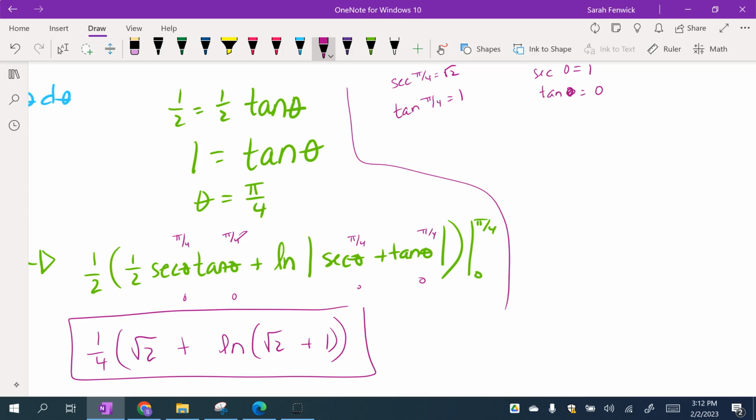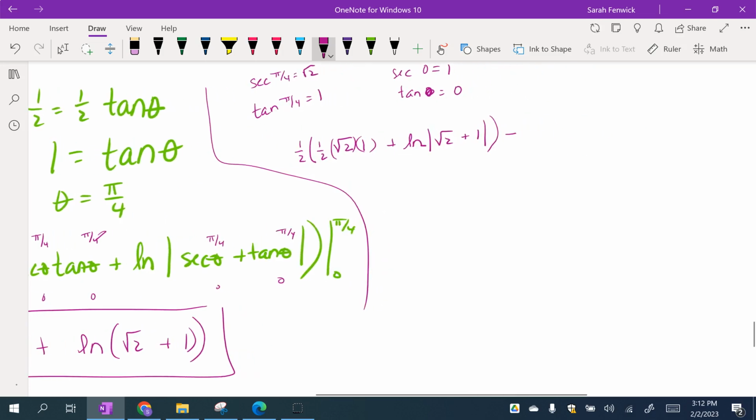So we have 1/2 times 1/2 secant theta is square root 2, tan theta is 1, plus ln absolute value square root of 2 plus 1. That's all for pi over 4. Minus, for 0, we have 1/2 times 1/2 secant times tan, plus, sorry, ln of 1 plus 0.